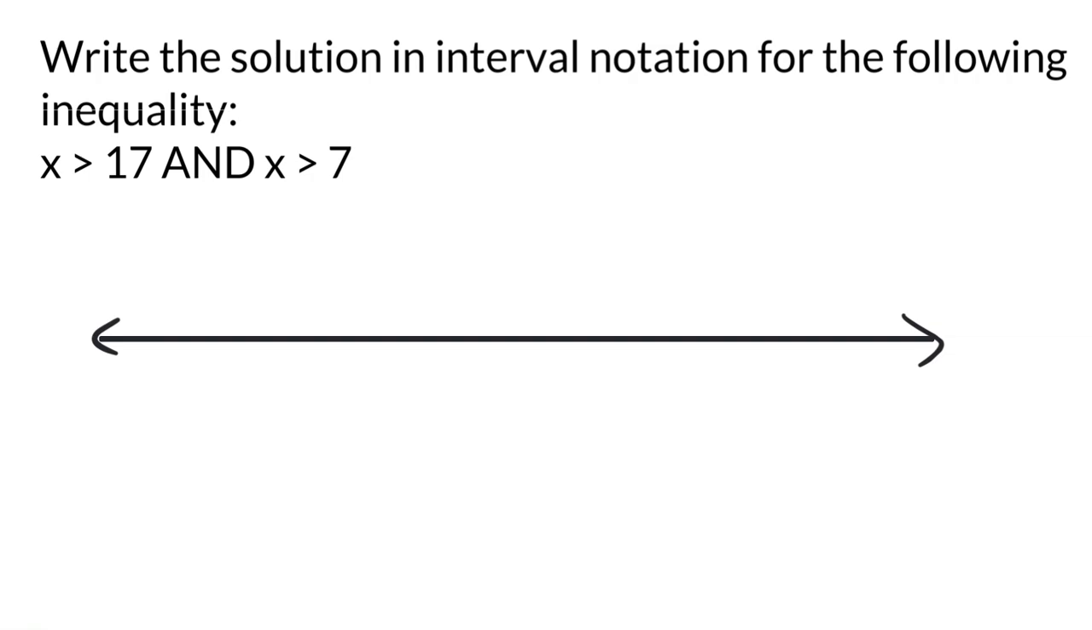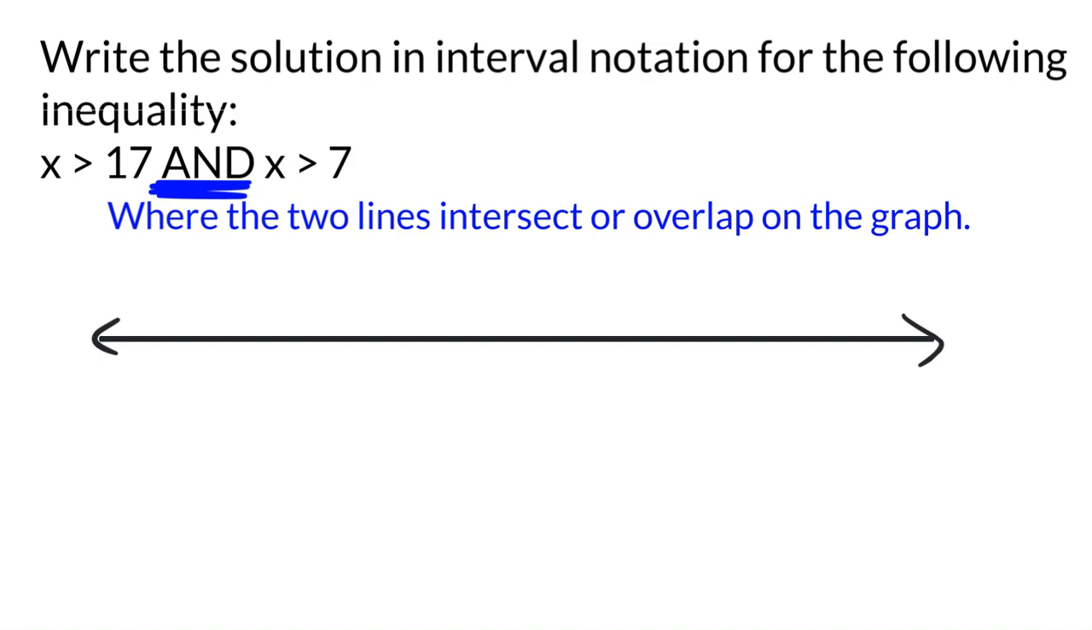And to start us off, we're going to write the solution in interval notation for this inequality right here, and it's an and statement, and that's okay, but the and statement is going to mean that we can only put into the interval for the solution where the two lines intersect or overlap, specifically on the graph. So if we can understand this, I think this will make a little bit more sense.